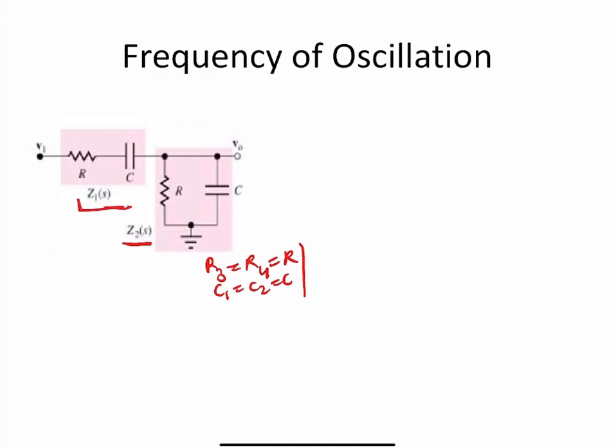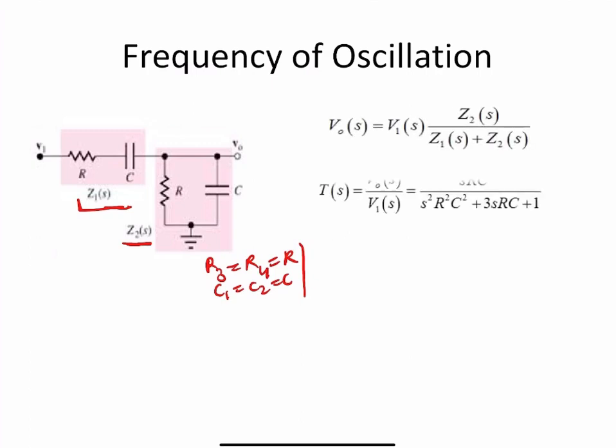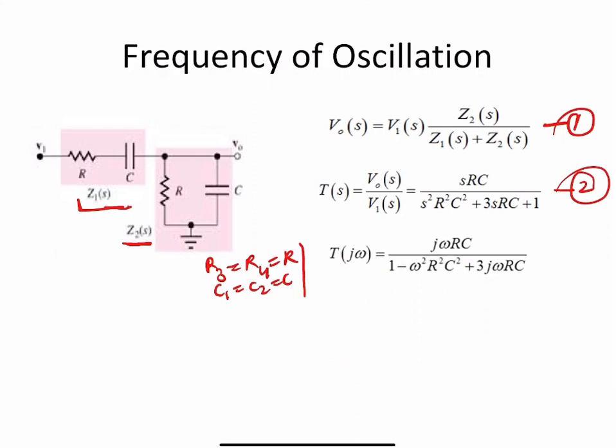Then output voltage will be input voltage into Z2 over Z1 plus Z2. Now put the value of Z2 and Z1 in this equation 1. Then you will get the transfer function in this form, that is represented by equation 2. Then put S equal to J omega. Whenever you put S equal to J omega, you will get the transfer function in this form, represented by equation 3. Means the transfer function will be equal to J omega RC divided by 1 minus omega square R square C square plus 3 J omega RC.